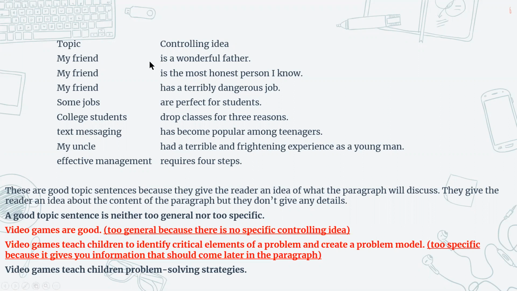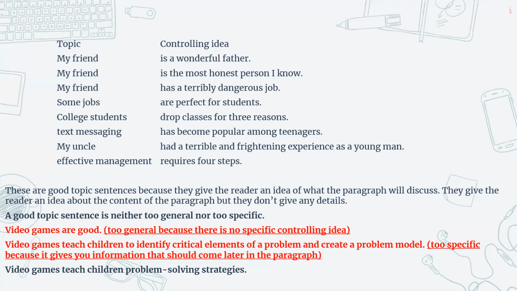My friend is a wonderful father. This is how I begin a paragraph about my friend and what a wonderful father he is. So the topic itself will be about my friend. This is obvious. And the controlling idea, which gives your readers an idea of what the paragraph will be about, for the first topic sentence, will be "is a wonderful father." This is the controlling idea.